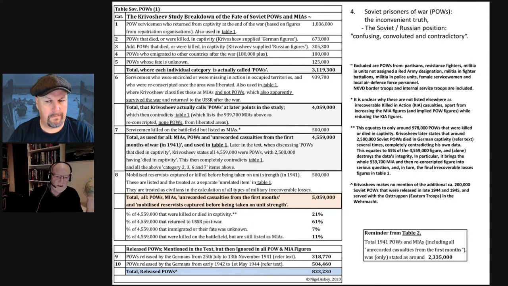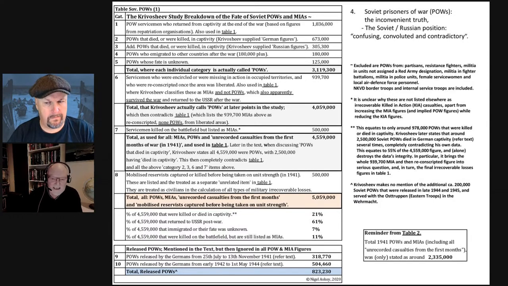Now, if you remember back on table one, that 455 number is the total number of MIAs and POWs going way back to the 1988 memorandum. And it's beyond possibility that it's exactly the same number as presented to the Soviet Politburo in 1988. It just doesn't add up.